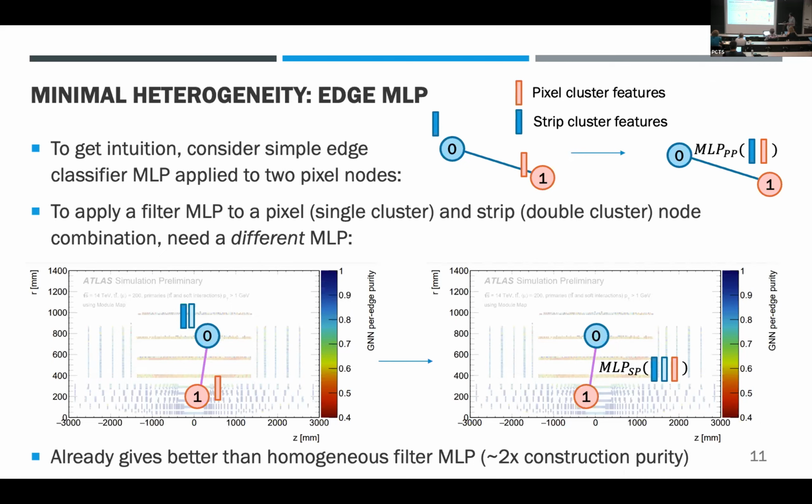So we need a different MLP, just intuitively. And we found that just applying this out of the box already gave us significantly better purity in the graph construction stage. So that was our motivating example to think about putting this heterogeneous structure into the GNN itself.